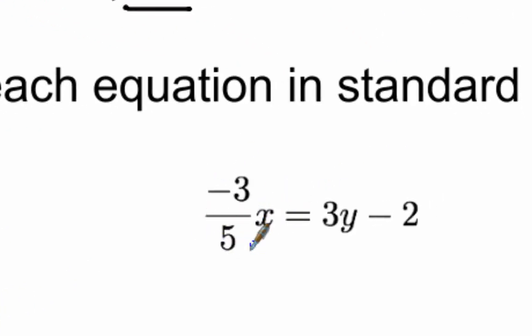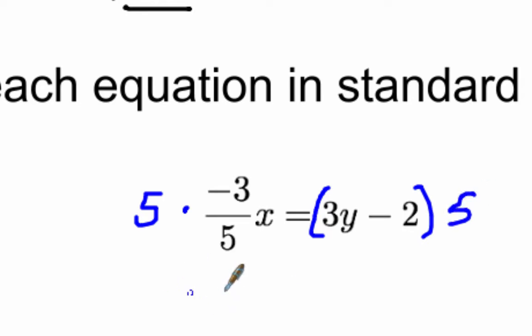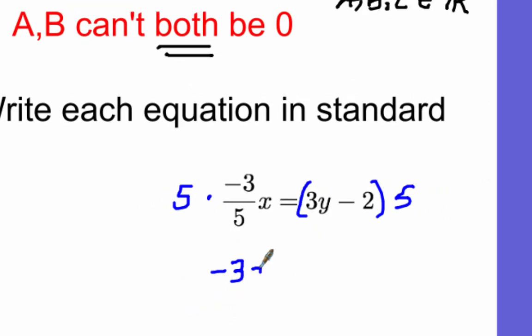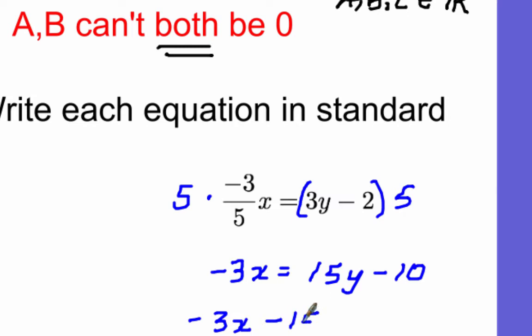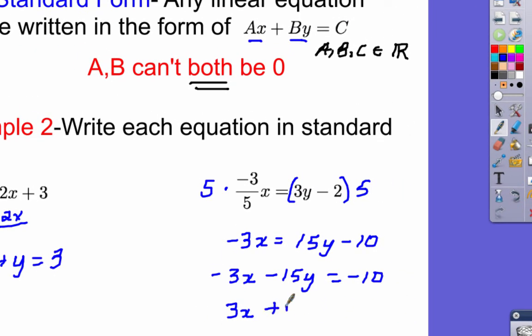So here we have a constant. It might be easier to get rid of that 5 first. I'm going to multiply everything by 5. I don't like that 5 there. You can leave it, but it would be really nice. So now we have negative 3x equals 15y minus 10. So that's a little bit easier. So I'm going to bring over the y term. So I have minus 3x minus 15y equals negative 10. And so if I multiply everything by negative 1, because everything's negative here, I get plus 3x plus 15y equals 10. So the second one was a little more work, but that's how you rewrite equations in standard form. Okay, let's move on.